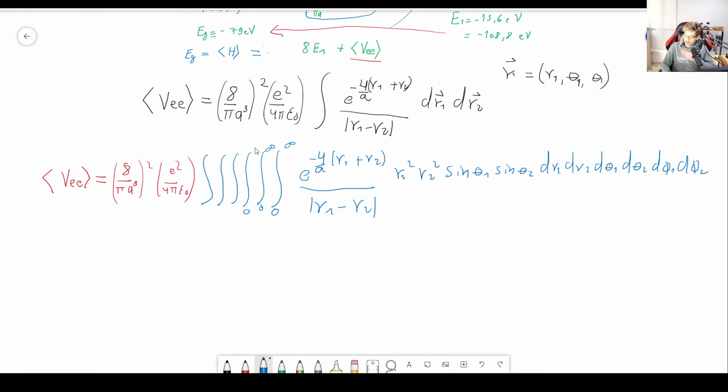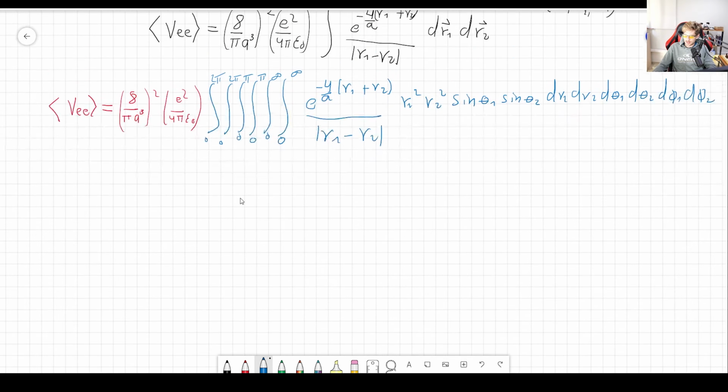Thetas go from 0 to pi. And, sorry, theta goes from 0 to pi, and the phis go from 0 to 2 pi. Okay, and what is this distance r1 minus r2?